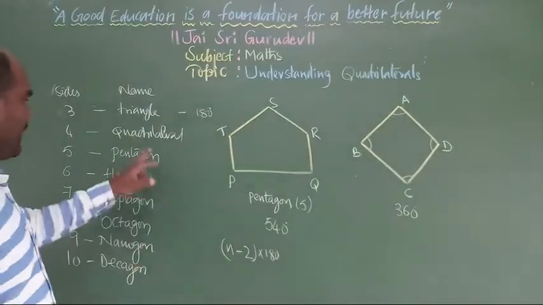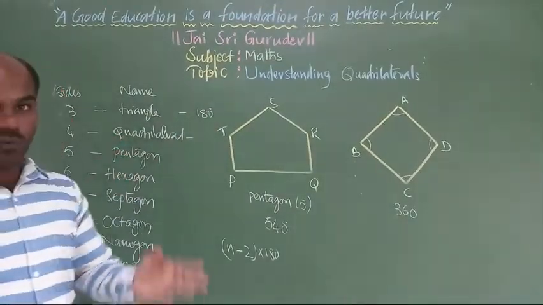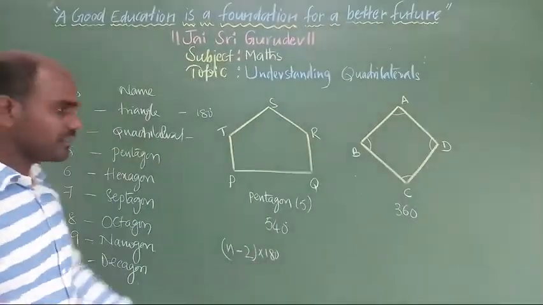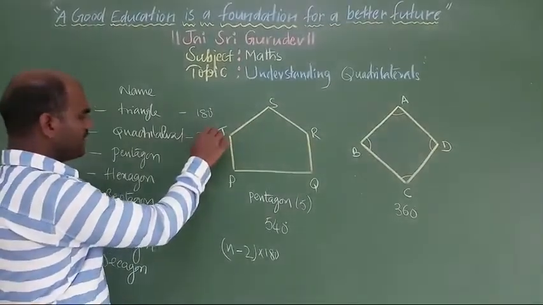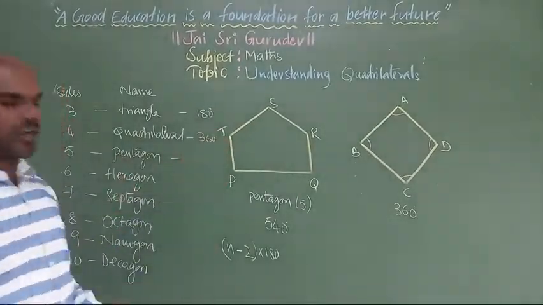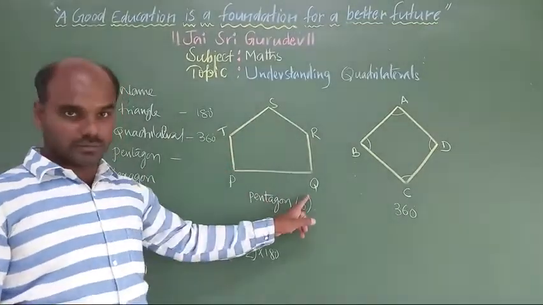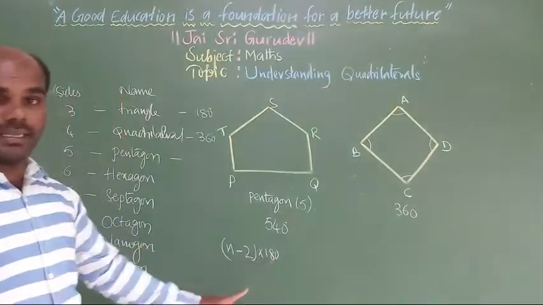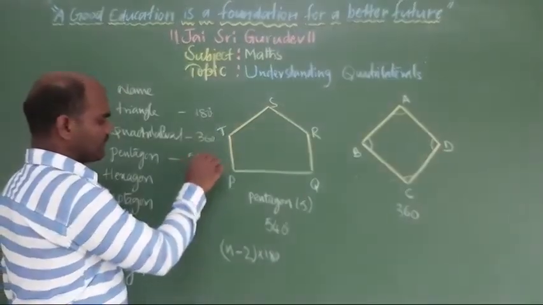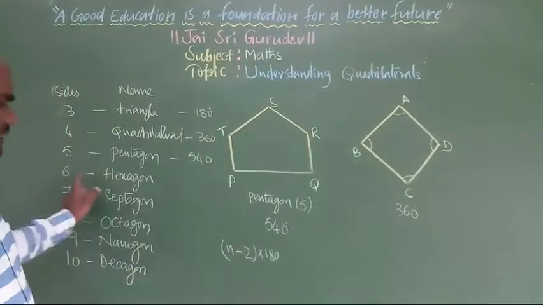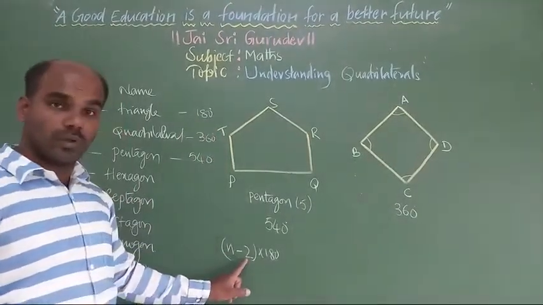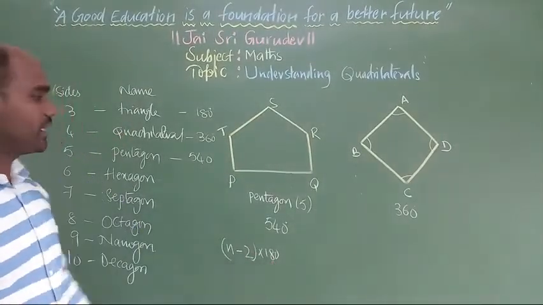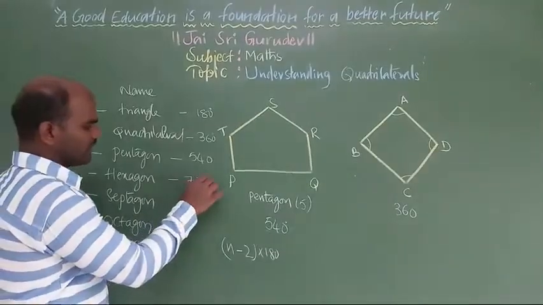Then a quadrilateral has 4 sides, yes or no children? So 4 minus 2 is 2, and 2 into 180 is 360 degrees. Next, a pentagon has 5 sides. So 5 minus 2 is 3, and 3 into 180 is 540. Next, 6 sides, a hexagon. So 6 minus 2 is 4, and 4 into 180 is 720.